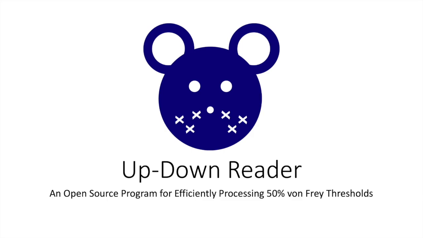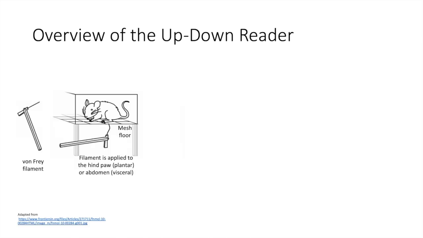Welcome to the Up-Down Reader. The Up-Down Reader software is a fast and easy-to-use method of calculating 50% von Frey thresholds in mice and rats. It is capable of calculating von Frey thresholds for plantar and visceral stimuli using the up-down method.